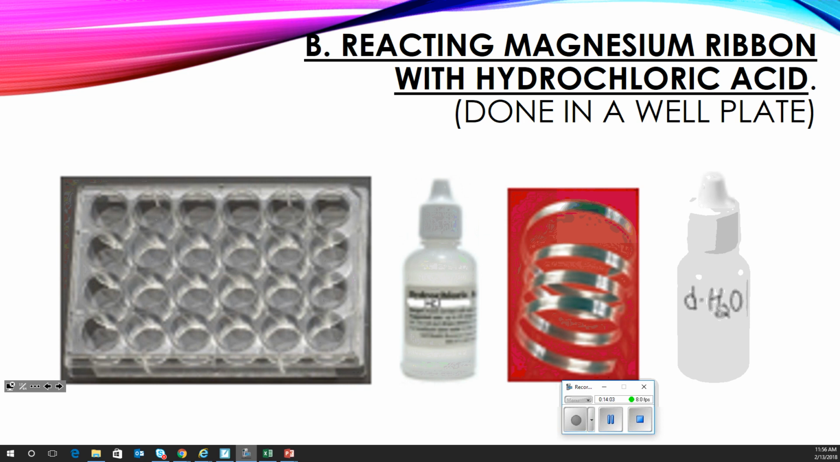MgCl2 and H2. Then you'll have to balance it. Okay, so we're going to have a well plate for this. We're going to have some HCl, some magnesium ribbon that you're given, and some distilled water. So again, I'm going to stop this. I'm going to turn that back on.